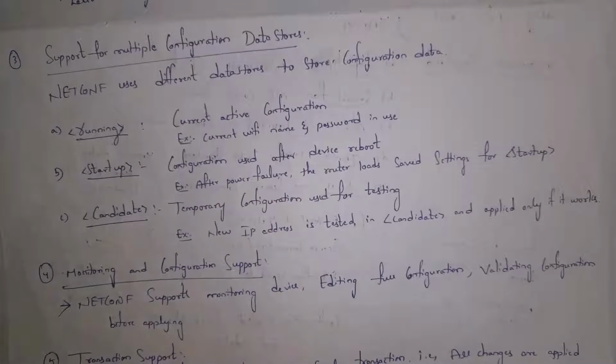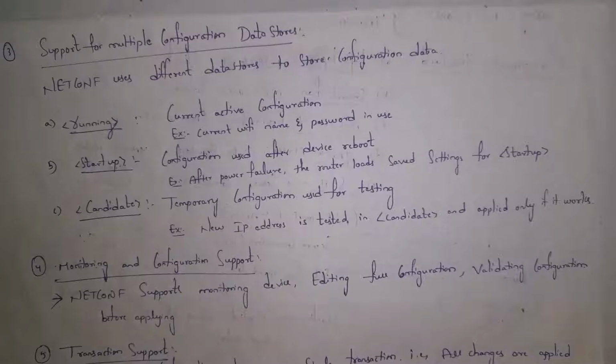And third one is support for multiple configuration data stores. Guys, there are different kinds of configuration data. Yes, for example, there is router. In that router, I did some configurations like I gave Wi-Fi name, password, etc. So we call this current active configuration data as running data. If we configure our device after device reboot, then we call it as startup data. For example, there is power failure. After power failure, my router will load saved settings.